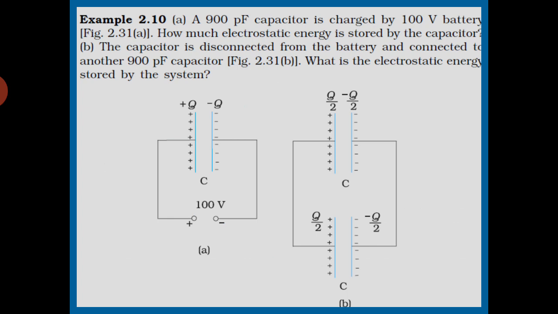Now come to the B part. The capacitor is disconnected from the battery and connected to another 900 picofarad capacitor. What is the electrostatic energy stored by the system?